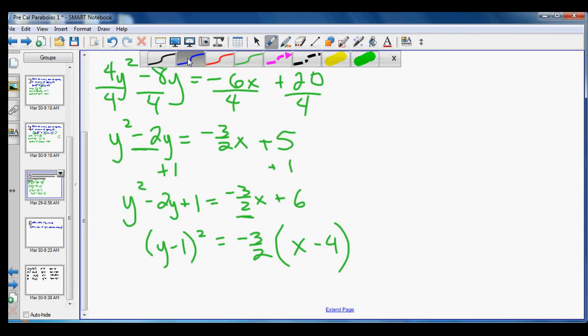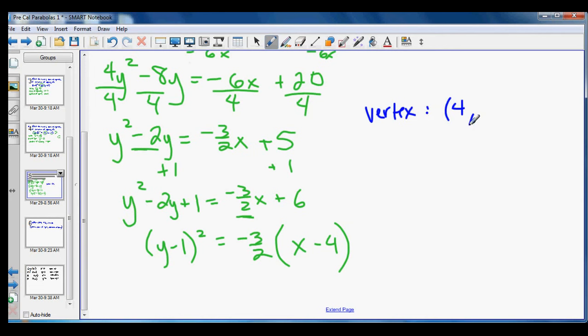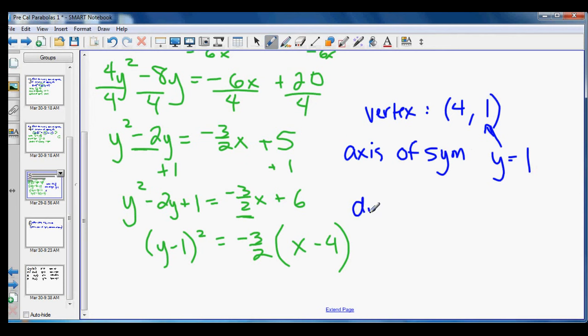And since y is being squared, I know the direction of opening has to be to the left or to the right. And because the coefficient in front of the part that's not squared is negative, the direction of opening is to the left. So that is everything for part 1 of parabolas. There is a second video we'll do for part 2.